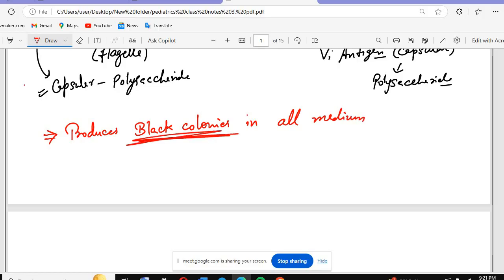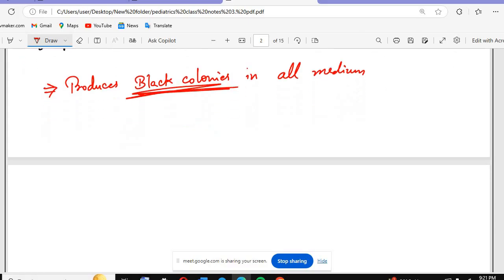Black colonies in all the medium. Okay, so you have to remember, they produce the black colonies in all the medium. What does salmonella cause? Salmonella causes enteric fever.